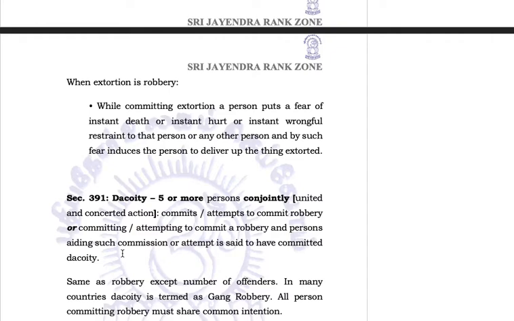Four are on the spot. Or one is on the spot, and three or four, five other people are supporting him from other sides. Then it will be dacoity. When five or more people commit robbery, it is dacoity. When people less than five in number commit theft while committing hurt, it will be robbery. It is like this. Okay.